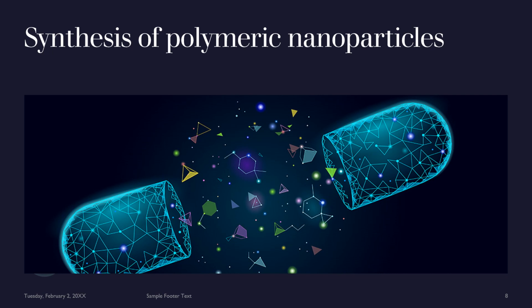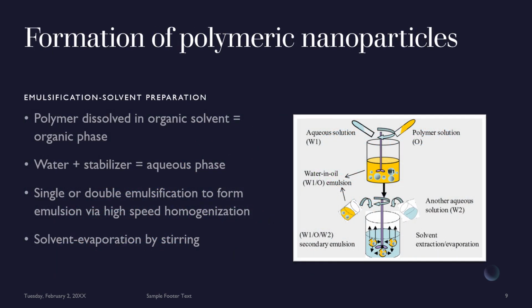There are 4 common methods for forming polymeric nanoparticles: emulsification solvent preparation, nanoprecipitation, salting out, and supercritical anti-solvent system. Polymeric nanoparticles were first synthesized via emulsification solvent preparation. In this method, polymer is dissolved in an organic solvent, such as chloroform, to make up the organic phase. The aqueous phase consists of water and a stabilizer or surfactant.